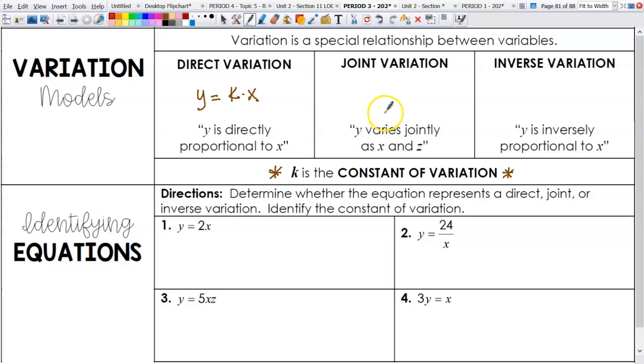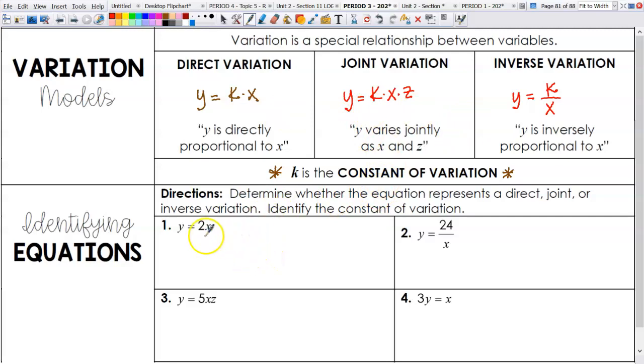Joint variation is easy to recognize because we have three variables. Y varies jointly as X and Z. So y equals K times X times Z. Inverse variation is Y is inversely proportional to X. So we say that Y is equal to K over X. Let me clean that. K over X. Okay.